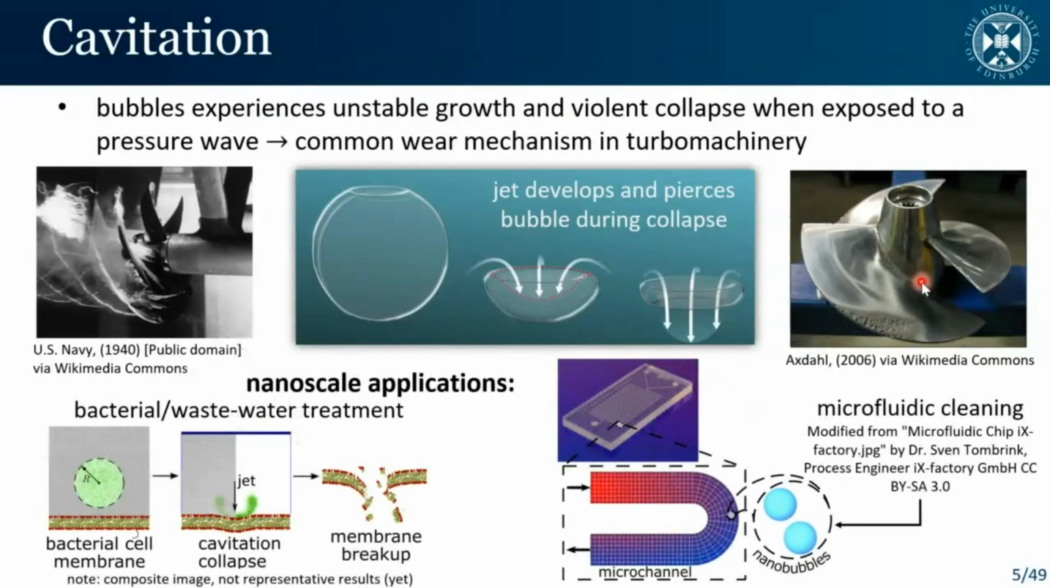However, if we can harness this quite powerful jet impact, we can potentially use cavitation for more beneficial applications at the nanoscale. So for example, as we've already seen, bacterial and wastewater treatment, if we can get this jet to impact a nearby bacterial cell membrane and we can break it up and potentially destroy whatever parasitic cell is in there. Or we can use these jets to remove and dislodge debris and particles from microfluidic devices that might not be as reachable with larger bubbles or other cleaning devices.